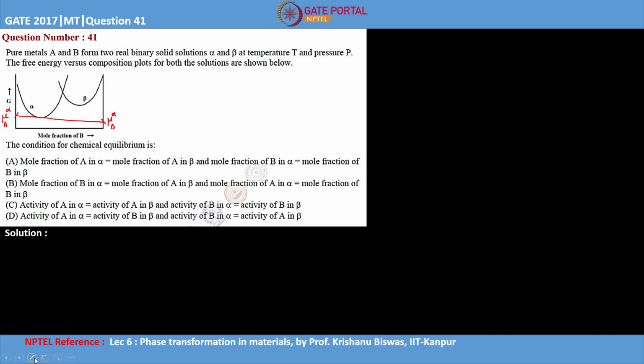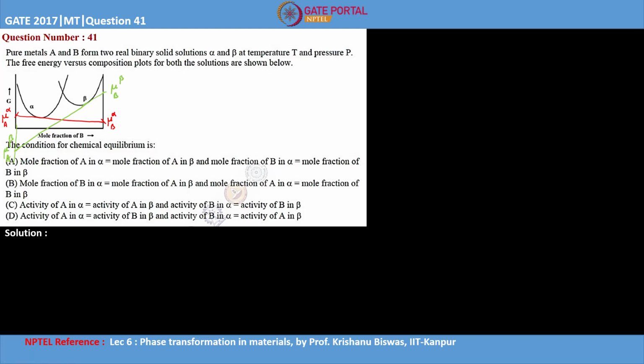Similarly, if you draw a tangent on the beta curve, it will intersect your pure A end here and pure B end here. So here it is the chemical potential of B in beta, since we are drawing on the beta free energy curve, and here it is the chemical potential of A in beta, right?